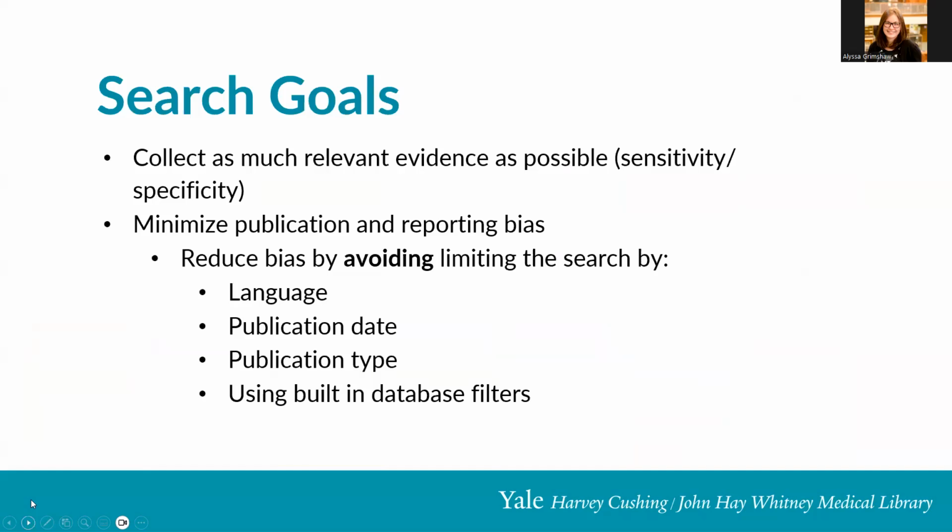All right, so let's back up and talk about our search goals. The goal of an evidence synthesis project is to collect as much relevant evidence as possible. So we're balancing sensitivity and specificity. We obviously don't want to go too broad and bring in too much information, but we want to make sure that we're capturing everything. I often call this the dredging of the bottom of a pond, right? I want to ensure that I have pulled up anything relevant and that there's nothing missing in the bottom of my pond. And we're doing this to minimize publication and reporting bias.